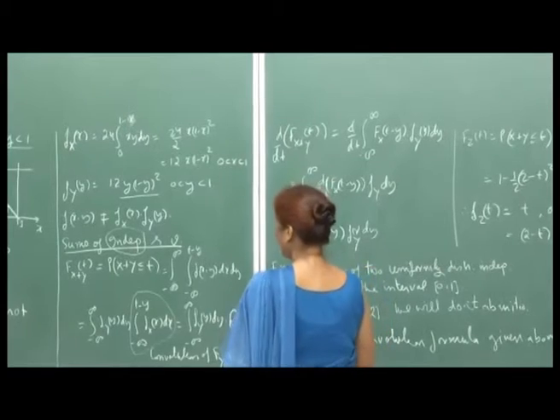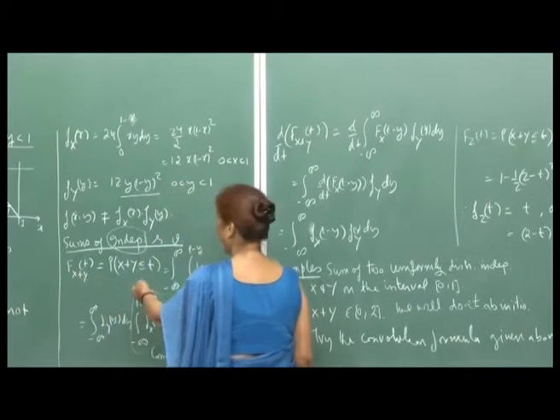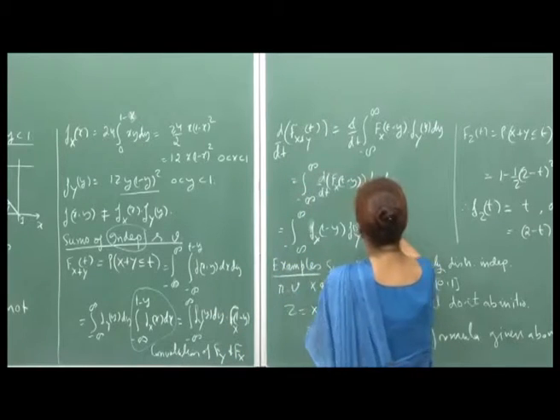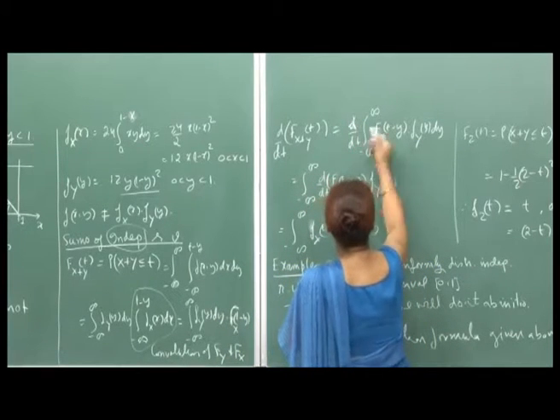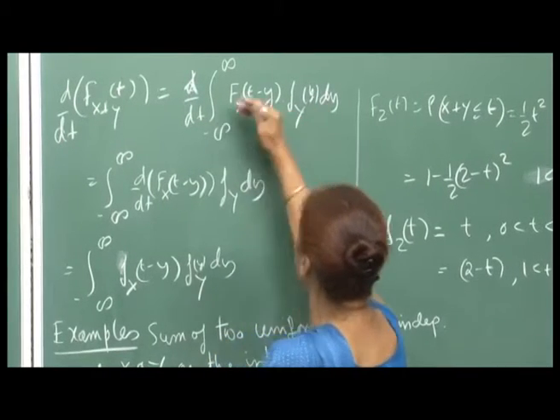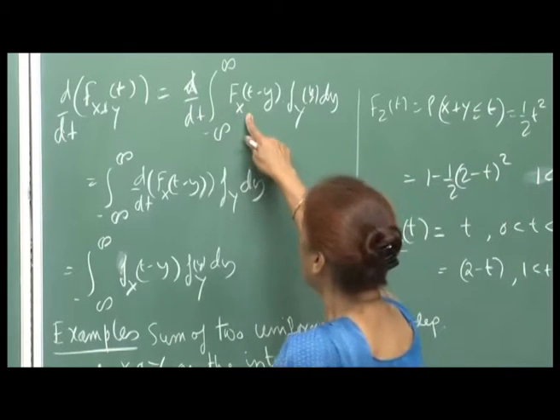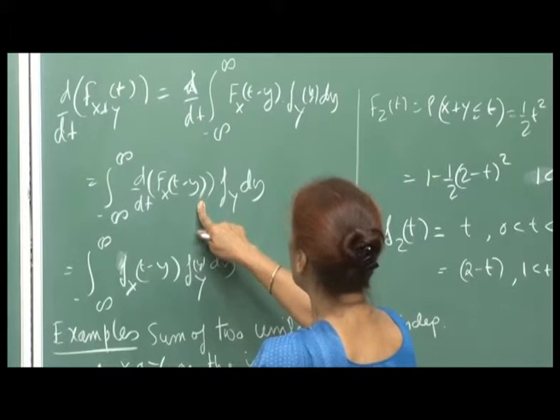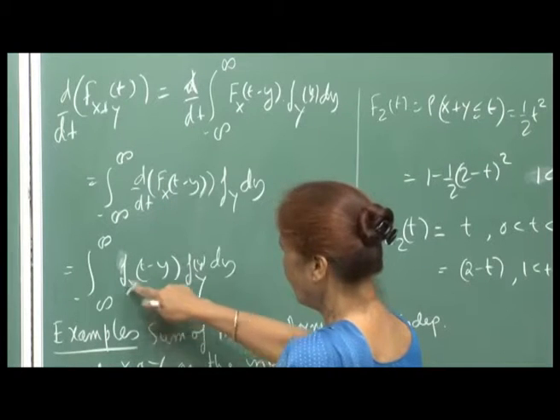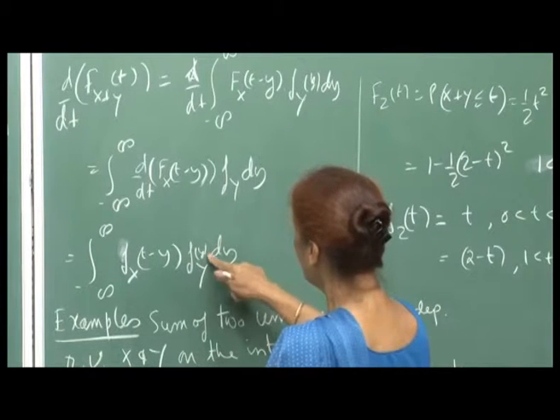Now, if I differentiate this with respect to t, then I get the PDF for x plus y, right. Remember we have done it already. We can exchange the integral and the derivative sign, provided this thing here is differentiable. And so, I take the derivative inside, and d/dt of F_X(t minus y) will give me the PDF of x at t minus y, and this is f_Y(y) dy.